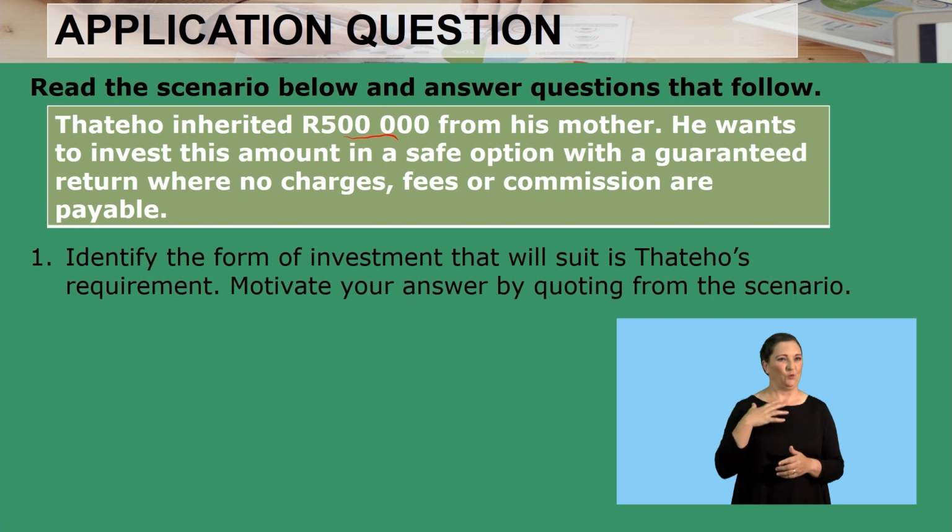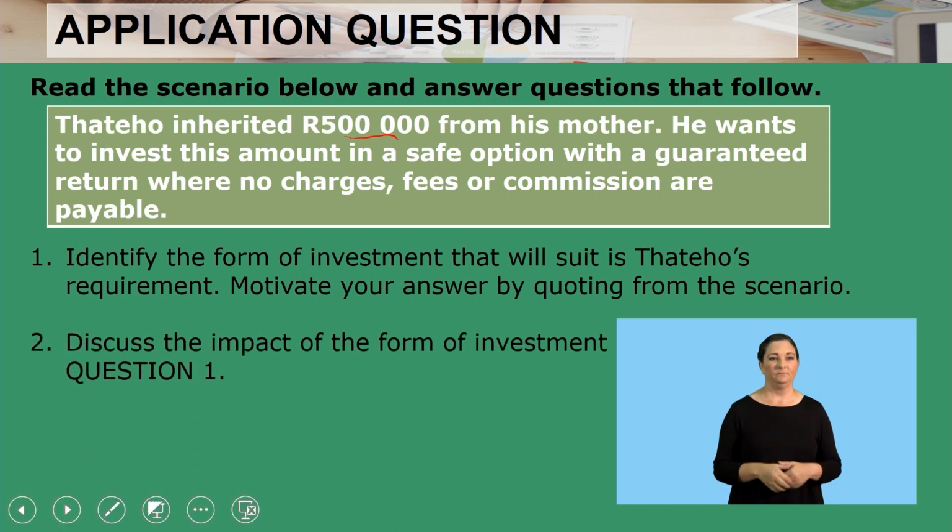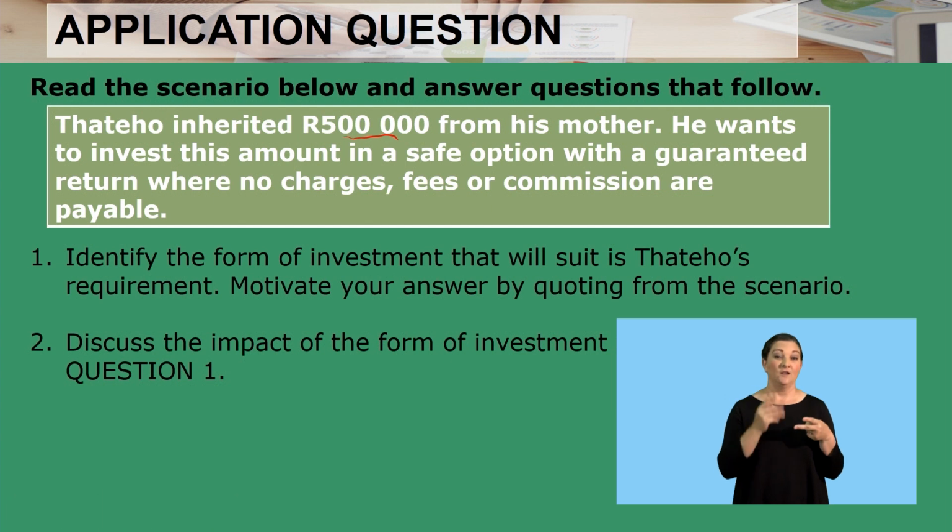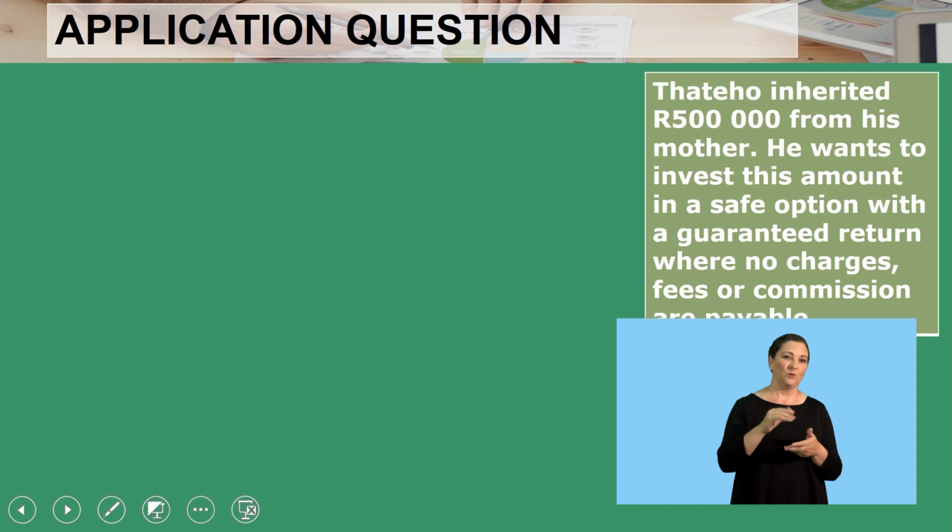Identify the form of investment that will suit Tadeo's requirements and motivate your answer by quoting from the scenario. Then, 2. Discuss the impact of the form of investment identified in question 1. Let us now go into how to deal with the question.